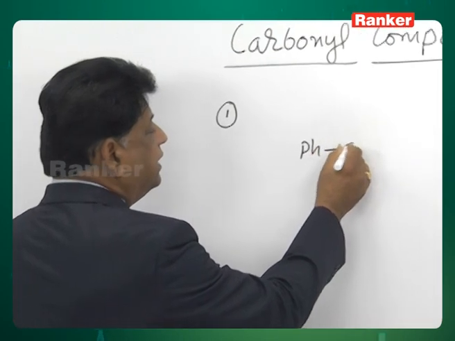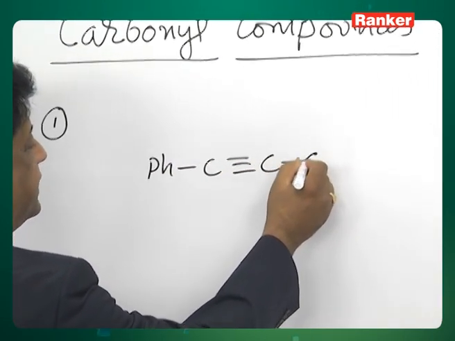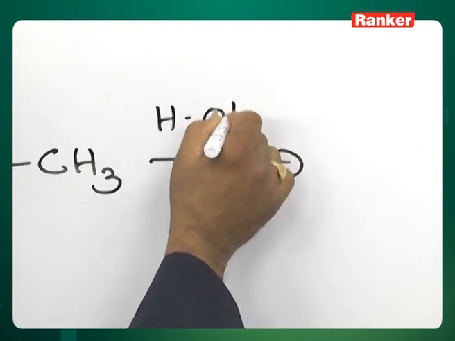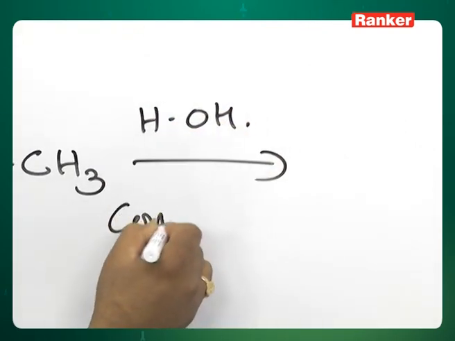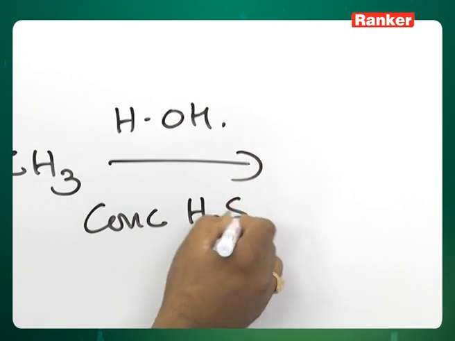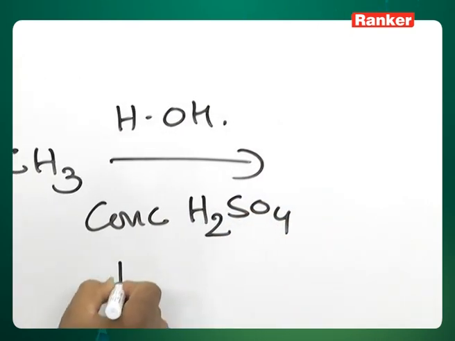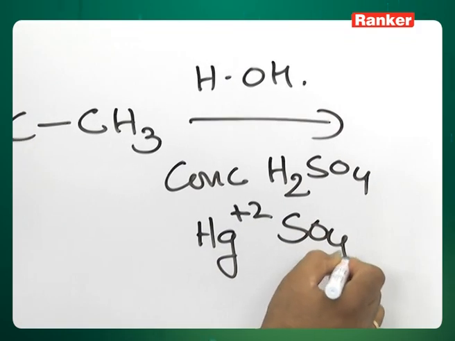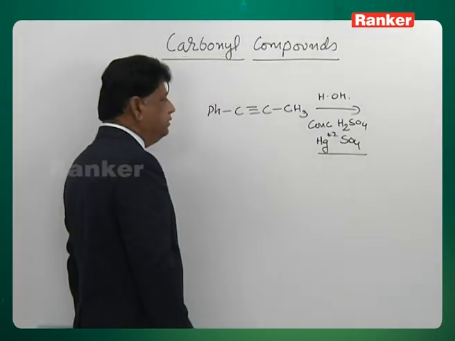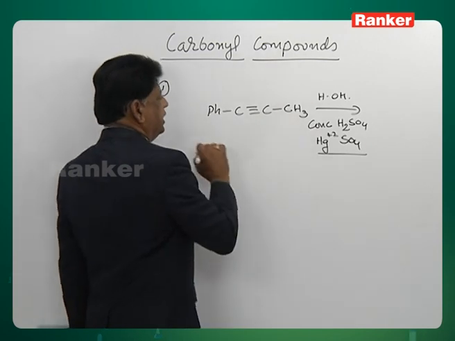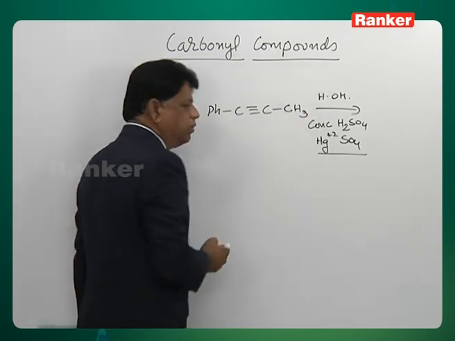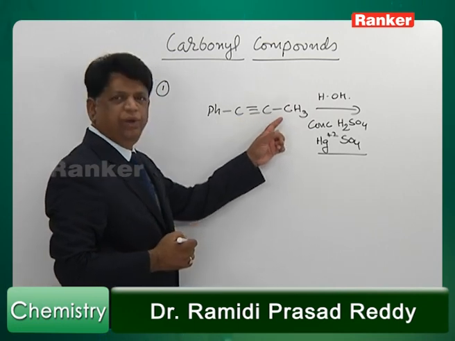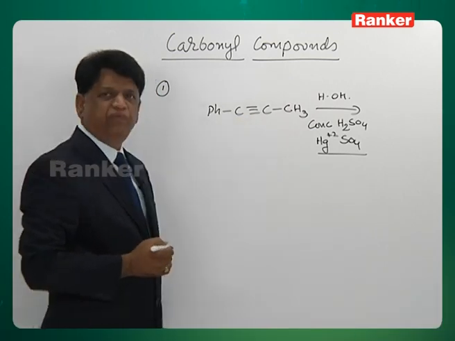The phenyl with a triple bond CH3 is treated with the reagent HOH. It is catalyzed by concentrated H2SO4, and second, catalyzed by the mercuric salts. Any salt or sulfate you can take specifically. The reaction is addition of HOH. It should follow the Markovnikov rule, but on both sides the number of hydrogens is 0 and 0, that is equal. So, therefore, the rule fails here.